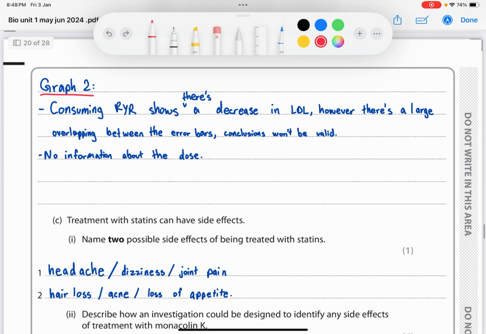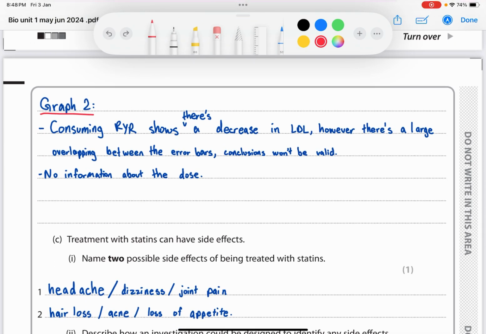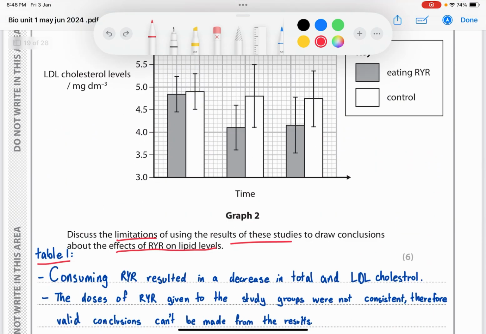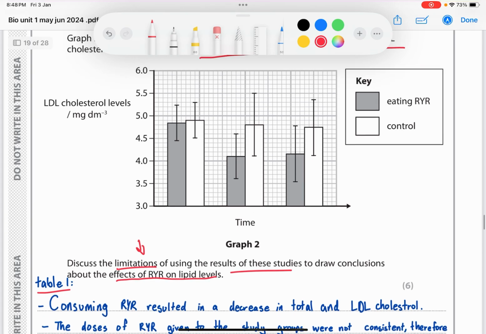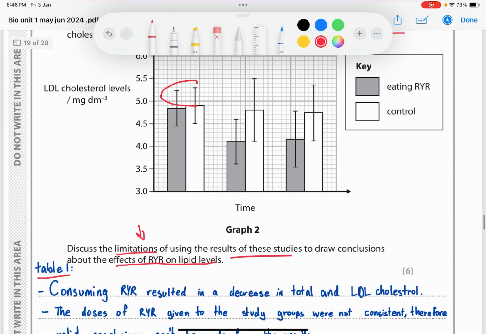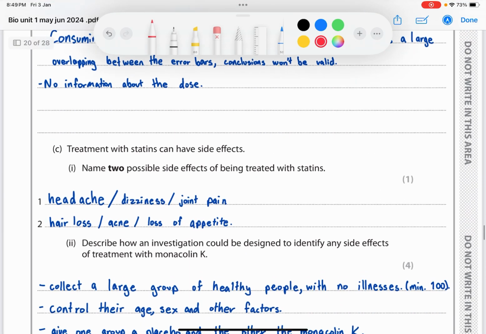And lastly, we have graph 2. It says that consuming RYR shows there's a decrease in LDL. However, there is a large overlapping between the error bars. Therefore, conclusions will not be valid, and there is no information about the doses that were given. These were just the limitations that we noticed in all these graphs and tables. Again, overlapping of the error bars over here, it invalidates the conclusions that we have. So now let's move on.